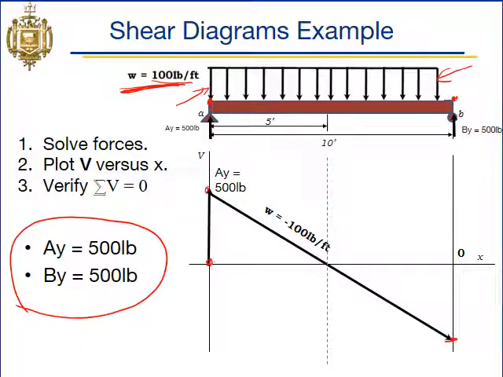Our distributed load is 100 pounds per foot over 10 feet, so 1,000 pounds. So we're going down a value of 1,000 pounds over the length of the beam, which puts us down here at negative 500, which is where we want to be because BY is 500 and brings us back to 0.